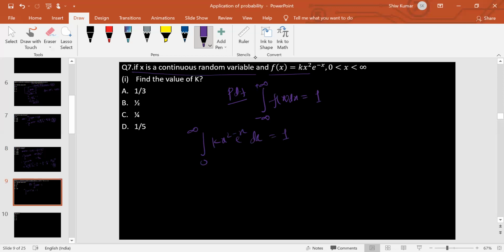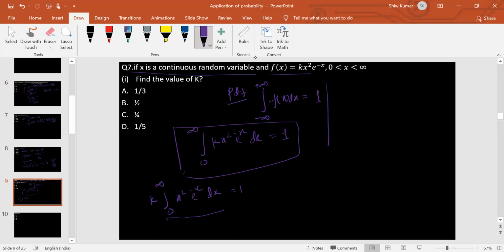Now, are you able to integrate this, x square into e raised to minus x dx? Yes, we can integrate, but I want to use a function for that. If you take the k outside, this will be the integral of x square into e raised to minus x dx, and I need the value of this. So see how you find it here.